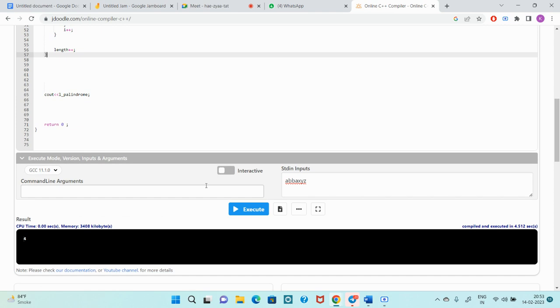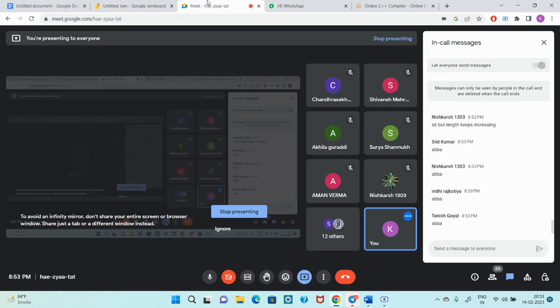Guys, the answer is 4. Guys, can you confirm is the length 4 the largest palindromic substring? Guys, tell me, which one of length 4 is it? Can anyone tell me in the Google Meet chat? Correct, Tanish. One more chocolate.